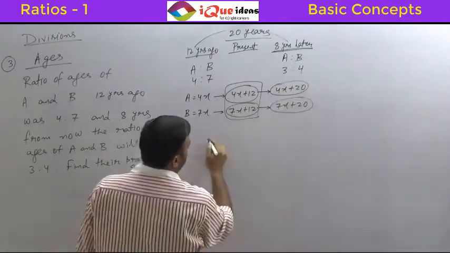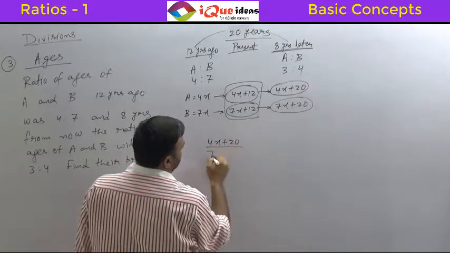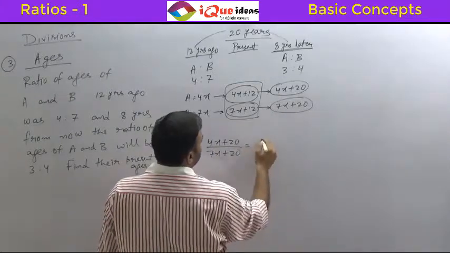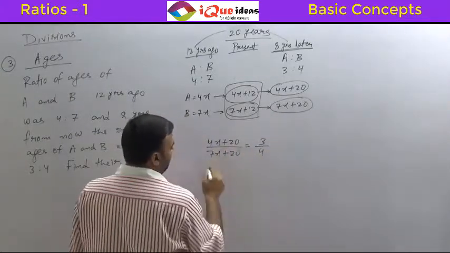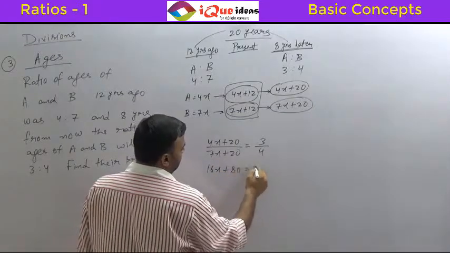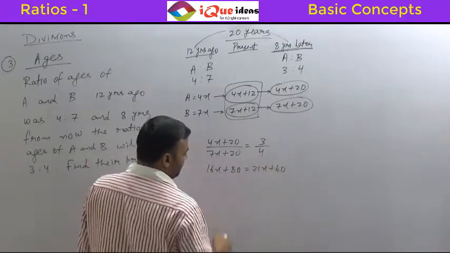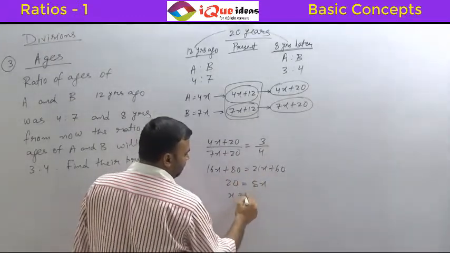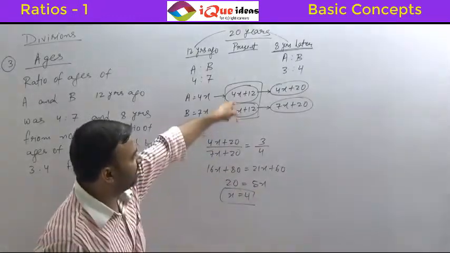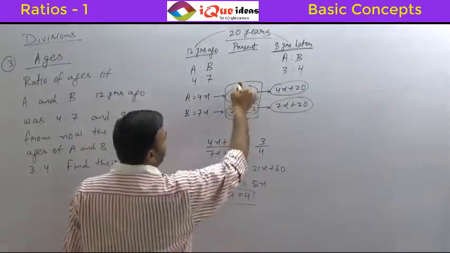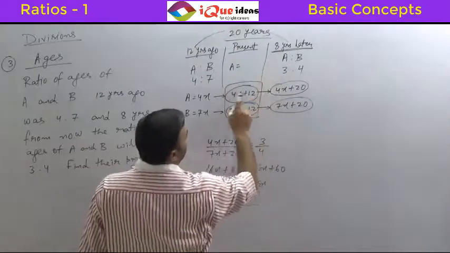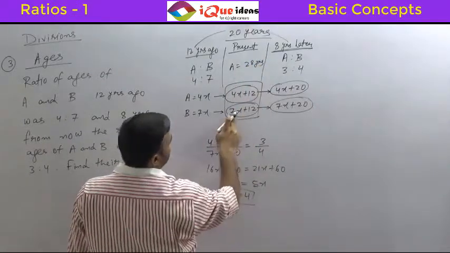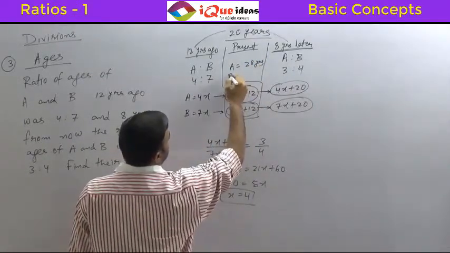So we can simply use this: 4x plus 20 upon 7x plus 20, and that ratio is equal to 3/4. Cross multiply, so 16x plus 80 is equal to 21x plus 60. 16x goes to the other side, so we get 5x. This side we get 20, so x is equal to 4. Once we get the value of x, we put it here, we find their ages. So age of A here will be 4x plus 12. So 4 into 4, 16 plus 12, that is 28 years. And 7x plus 12, that is 28 plus 12, 40 years.